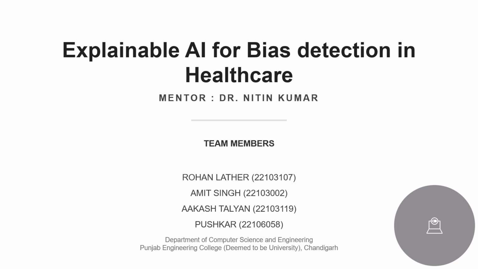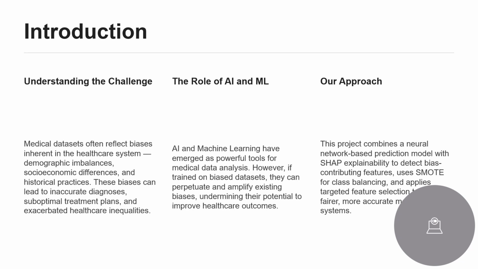Our team members for this project are myself, Amit Singh, and my friends Rohan Lathar, Akash Talyan, and Pushkar, under the guidance of Dr. Nitin Kumar. Our major project is titled Mitigating Bias in Medical Datasets Using Neural Networks with SHAP for Feature Importance.